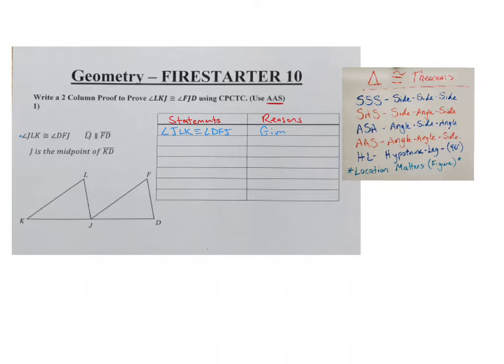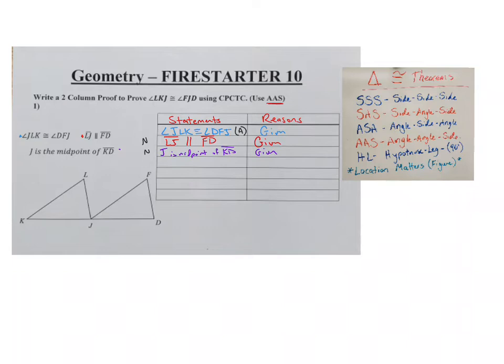So I'm going to write all my given stuff down first. So there's one given. Here's another given. LJ. Now remember, that means parallel to FD. That does not mean congruent. That means parallel. Given. And then we have J is the midpoint of KD. Given. Now, this first statement is an angle statement. This one is neither, this one is neither.